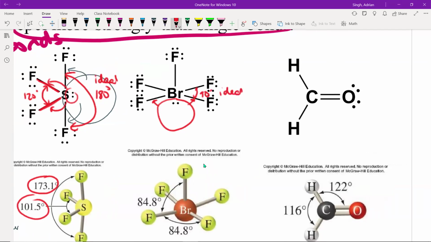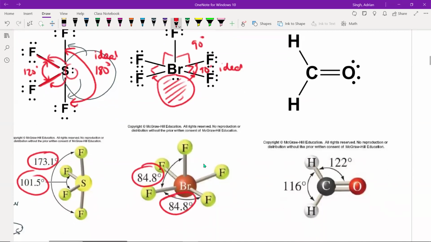Ideally, this bond angle here is also 90 degrees. Let me draw it a little bit better. Ideally, that's 90. Ideally, this is 90 as well. Ideally, this is 90. So they're all 90 in the octahedron. It's the presence of this lone pair that squeezes those bonds so they become less than 90, about 85 degrees.